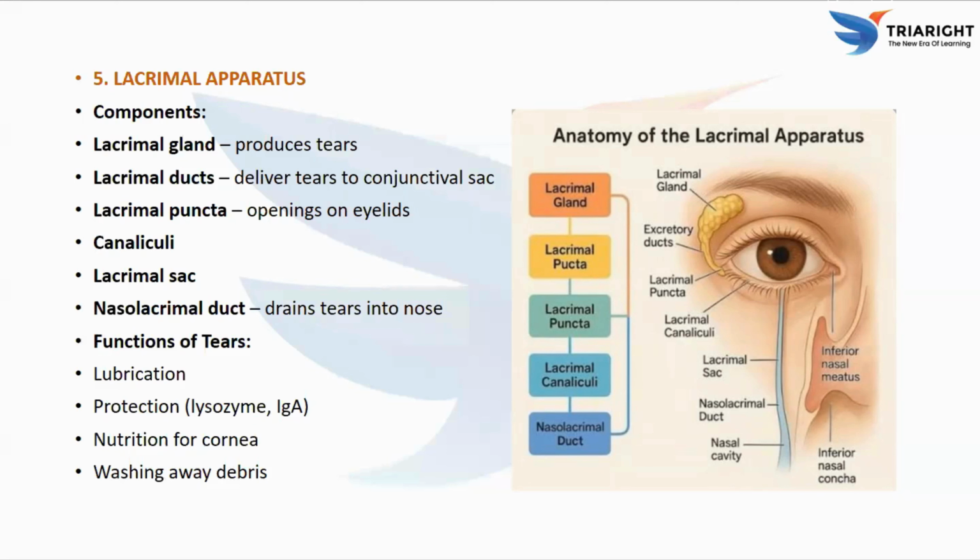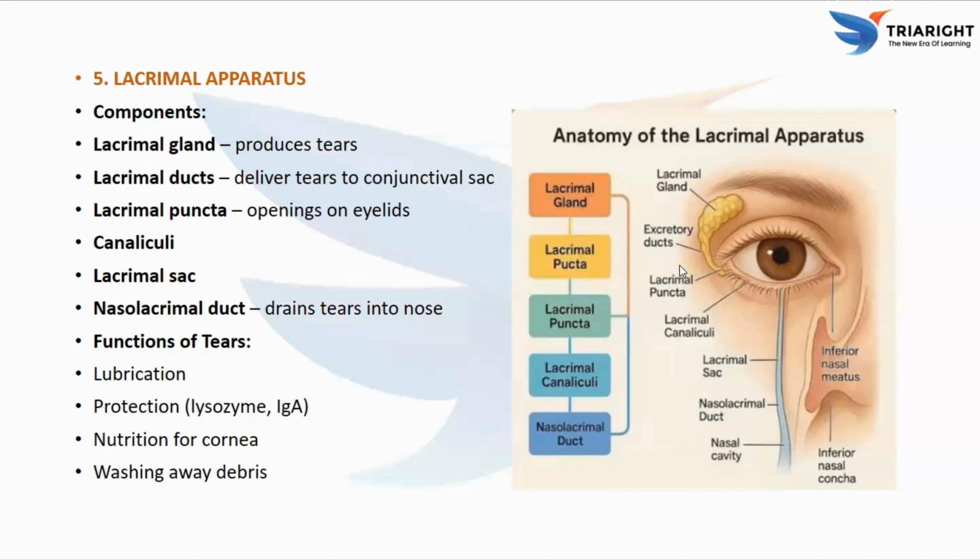Lacrimal gland. So what does the lacrimal gland do? It is located at the upper outer part of the orbit. So here's a picture. You can see the anatomy of the lacrimal apparatus, and here is the lacrimal gland, right? It is located at the upper outer part of the orbit. This produces tears continuously. The tears contain water, electrolytes, lysozyme, lactoferrin, and IgA as defense molecules. This lacrimal gland is also called the tear factory because it secretes tears, right? So next, coming to excretory ducts, which are also called the lacrimal ducts.